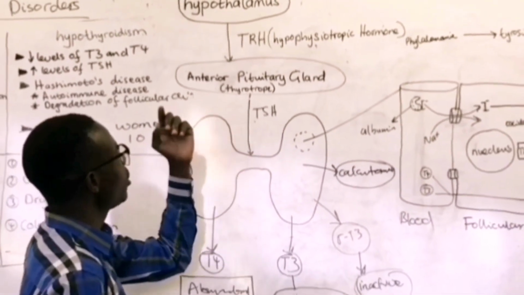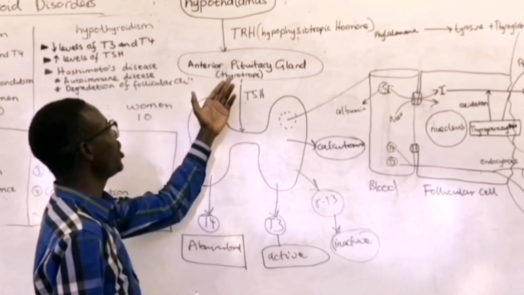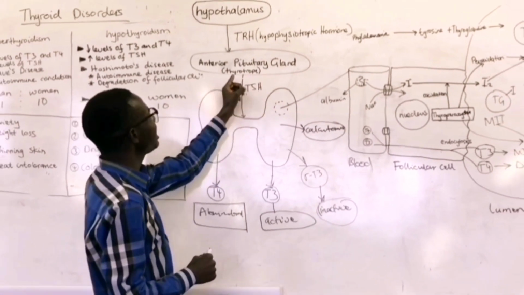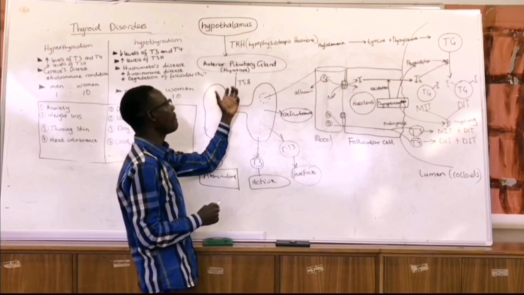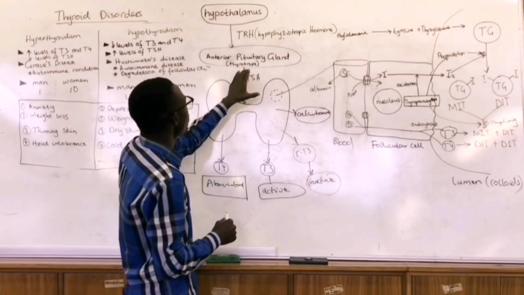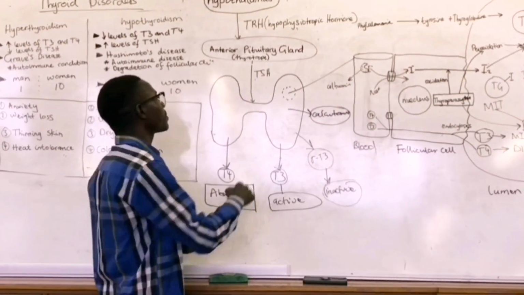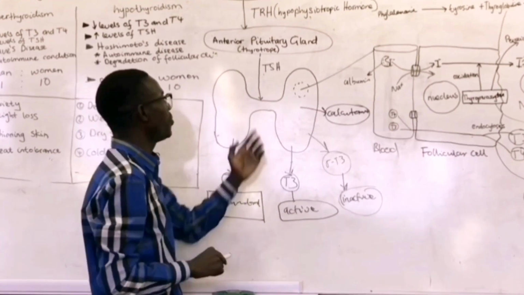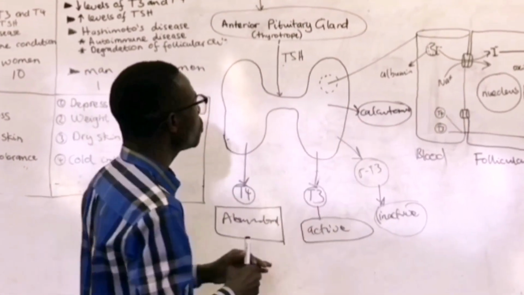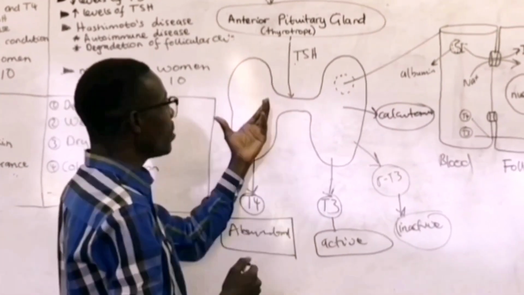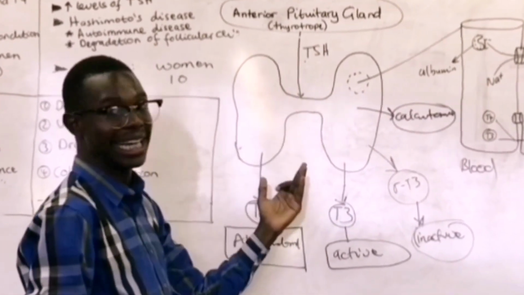The thyrotropin releasing hormone goes to the anterior pituitary gland and activates thyrotropic cells. These are chromophores. They are basophilic in nature. So these cells will secrete the TSH, the thyroid stimulating hormone. From the word stimulating, it is going to stimulate what gland? The thyroid gland.